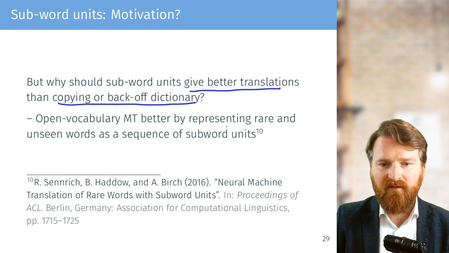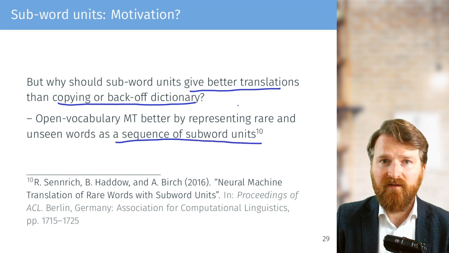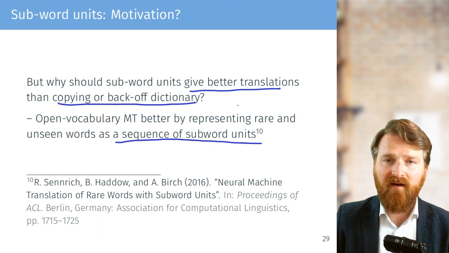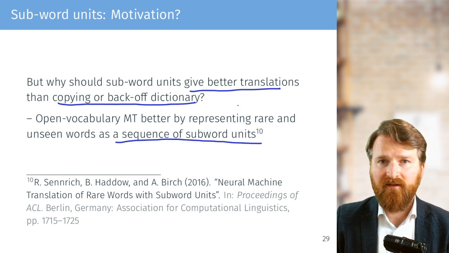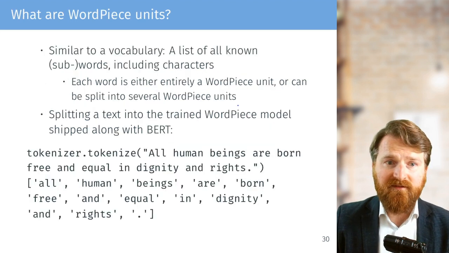Well, the argument was that open vocabulary machine translation is better by representing a rare and unseen word as a sequence of subword units. So it's better to have a sequence of subword units and represent some words that are very rare, don't occur that often, and it's better than just simply copy pasting the input to the output empirically. But now what are these subword units?